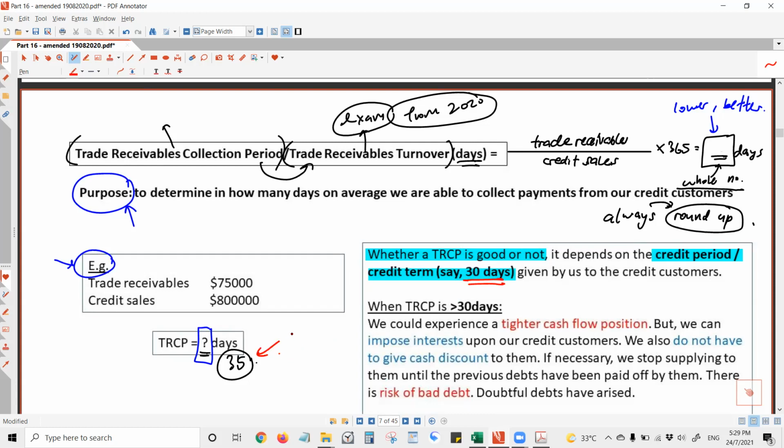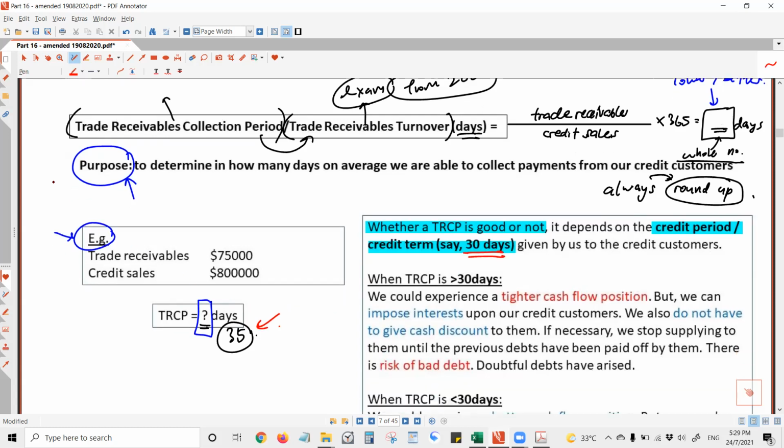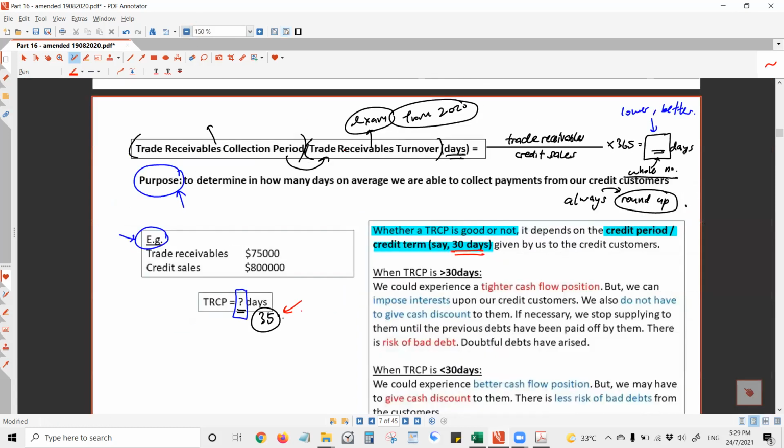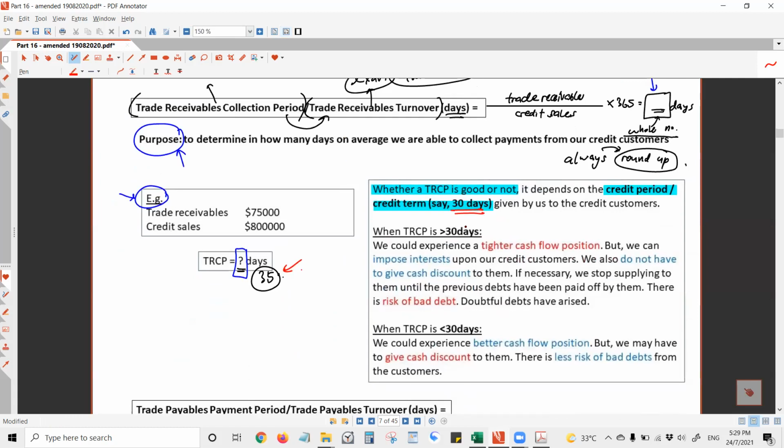No, because you have taken 5 more days on average to collect from your customer. It's not good. So as far as theory questions are concerned, these are what you may write. If it is more than 30 days, the ones in blue are advantageous, the ones in red are disadvantageous. So not all the time when it is a bad number, it is all the way disadvantageous. So you see what I have written.